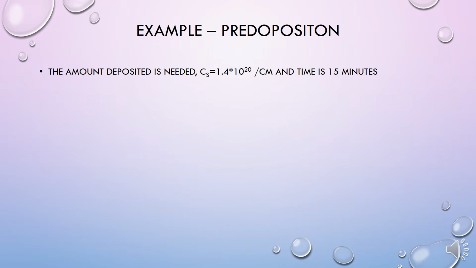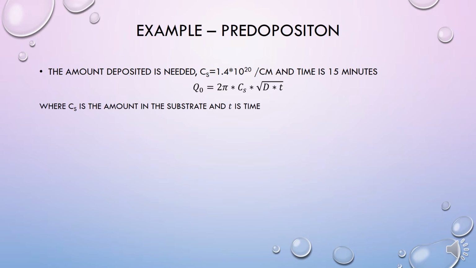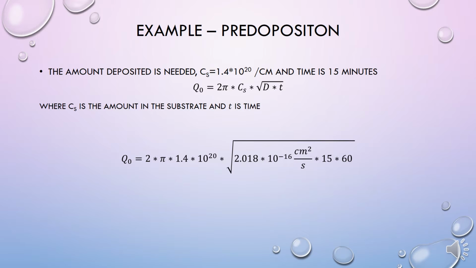Next step of pre-deposition, we have to find the amount deposited on the surface. Q naught is how much we have at the surface, and CS is the amount already deposited into the wafer of a different element. So solving for this, we can find how much there is on the surface of our wafer, which is a very high number because this is molecules per centimeters cubed.